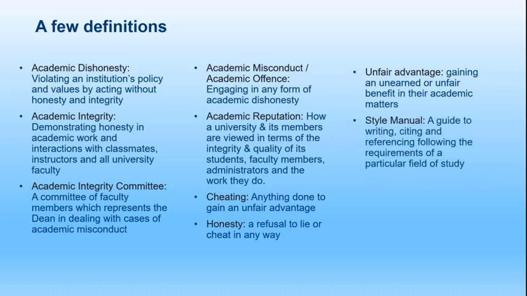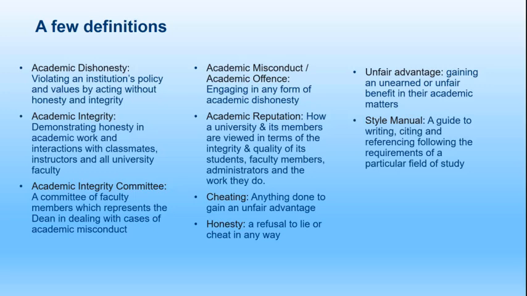A style manual is the guide that we use to help us in our academic writing, in citations and referencing. And these style manuals, these guides, follow the requirements of a particular field of study. So the APA style is the publication manual of the American Psychological Association.